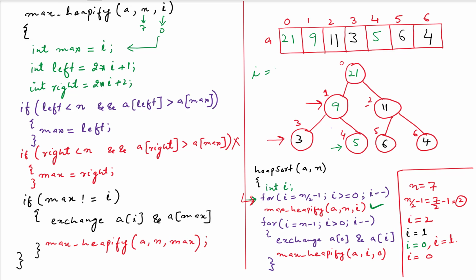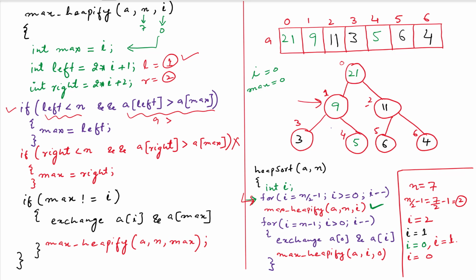So I equal to 0 and max equal to 0. And we will calculate left equal to 1 and right equal to 2. Okay, this condition will be checked after that, and this condition will also be checked. This is true, left is less than 7, that's true. A of left, that is a of 1. A of 1 is this element, that is 9. Is 9 greater than a of max?